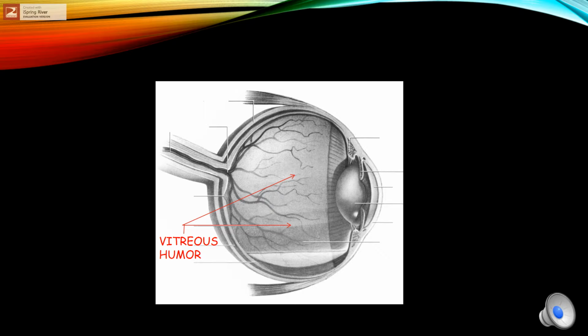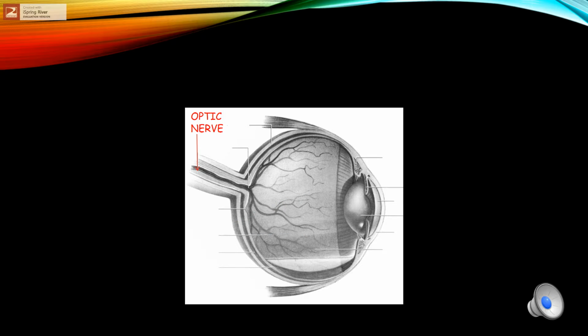Vitreous humor, a clear, jelly-like substance that fills the posterior segment of the eye behind the lens. Optic nerve, the bundle of fibers that carries vision-related impulses from the retina to the brain.